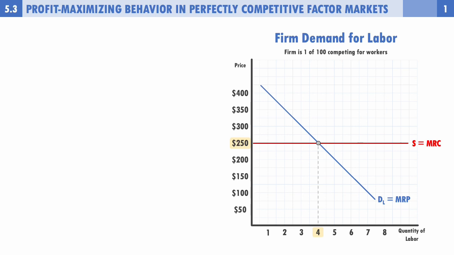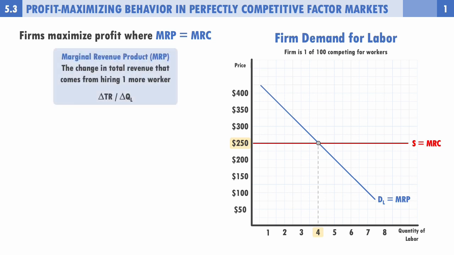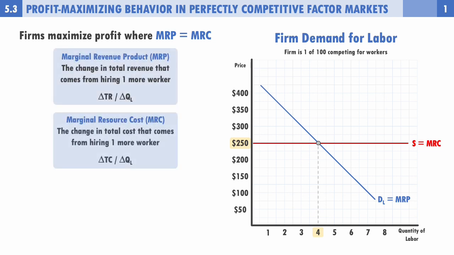What we're going to see is that when it comes to factor markets, firms maximize their profit where MRP equals MRC. Remember, MRP is the additional revenue and marginal resource cost is the additional cost. Now, what's the difference between these and regular old marginal revenue or regular old marginal cost? Well, if you notice in our equation there, the marginal revenue product is the change in total revenue over the change in the quantity, but it's the quantity of our labor, not the quantity of the product.